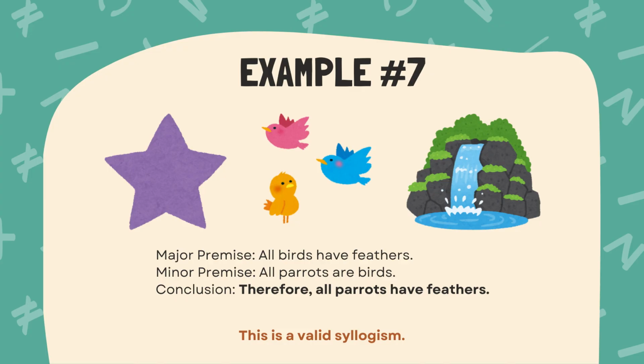Example number 2. The major premise, all birds have feathers. The minor premise, all parrots are birds. Therefore, all parrots have feathers. Think about the term and structure. So this is a valid syllogism. Another example that shows a valid syllogism, helping students compare valid and invalid reasoning.